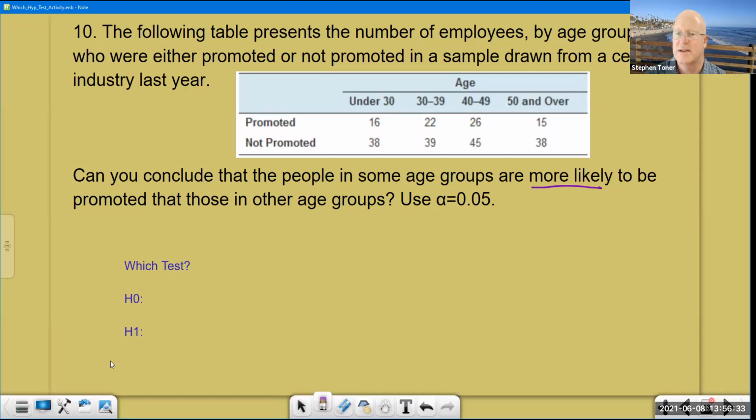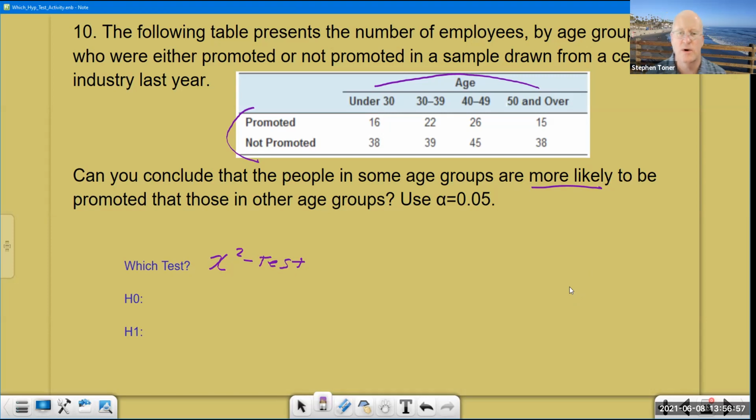Seems like we're trying to see if there's a relationship or a dependence between the 2 categories. One of these variables is promotional status. The other one is the age groups going across the top. This is actually a matrix, and as a matrix, it's going to be the chi-square test.